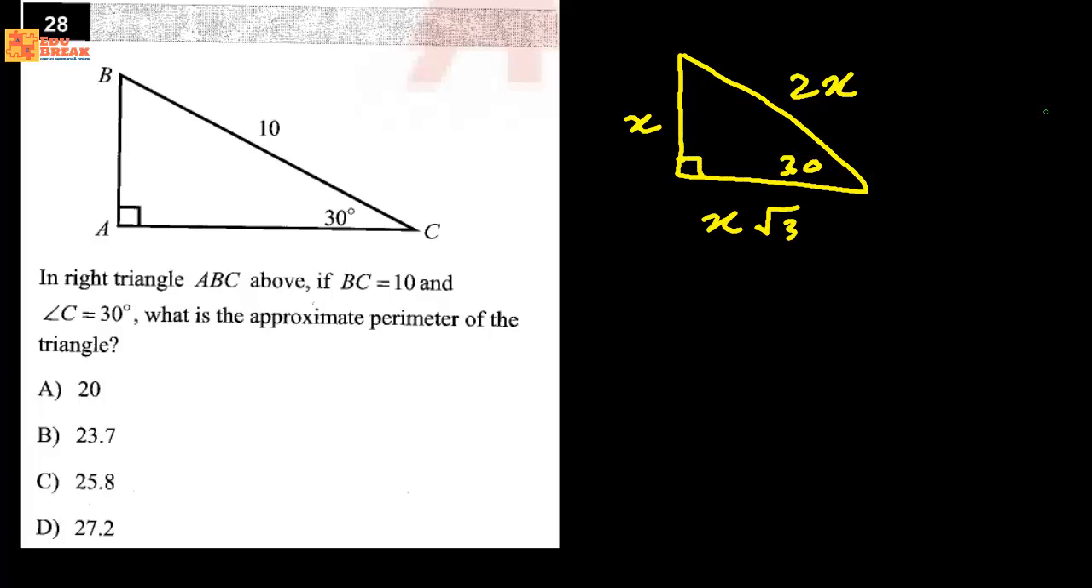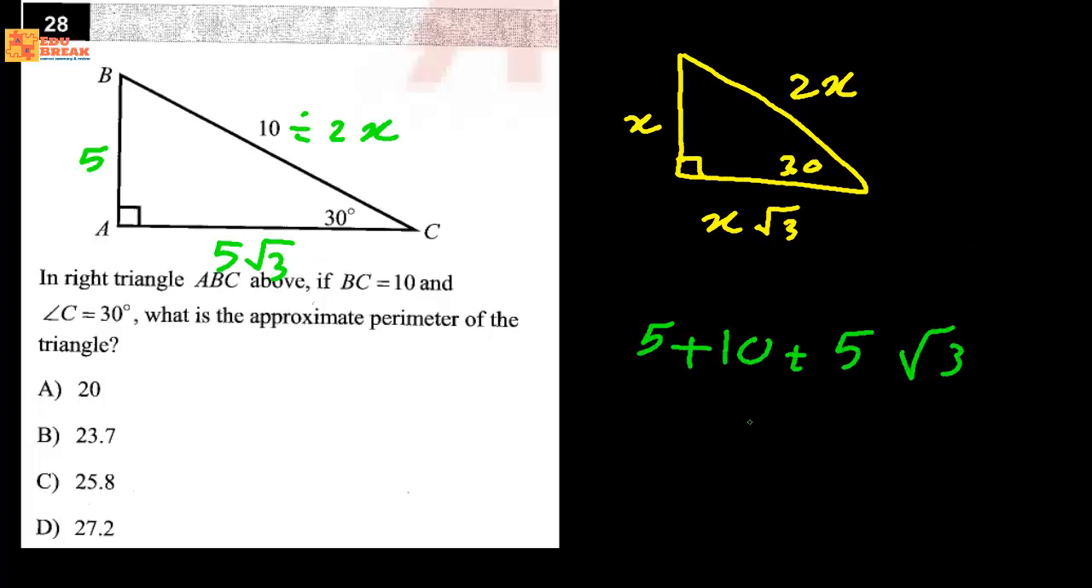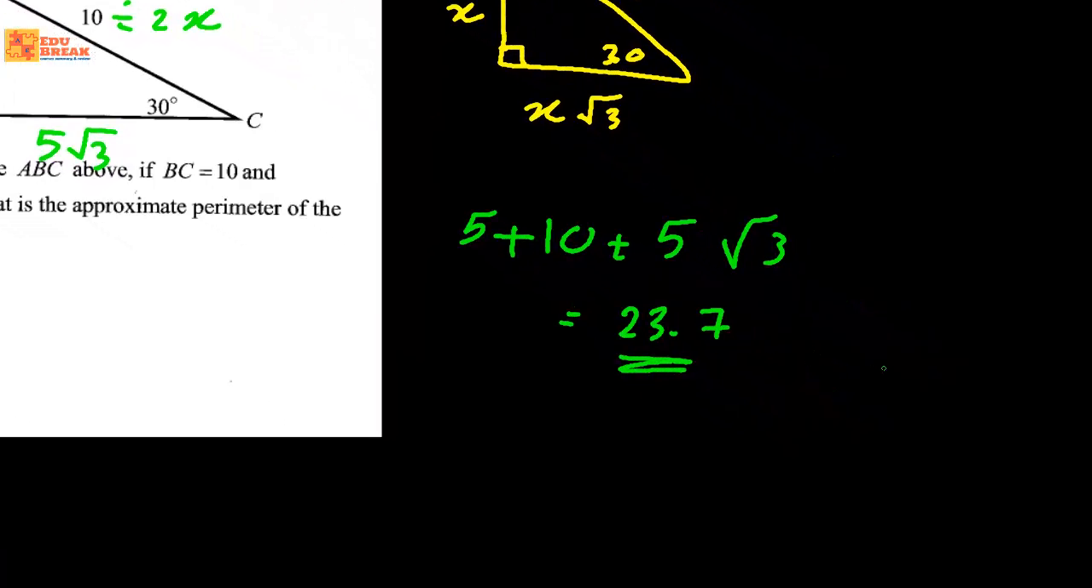So in this figure we have 10, which equals 2x, so x equals 5. And the third side will be equal to 5 root 3. So to find the perimeter, it will be 5 plus 10 plus 5 root 3. Using the calculator, it will be 23.7. So the answer is B.